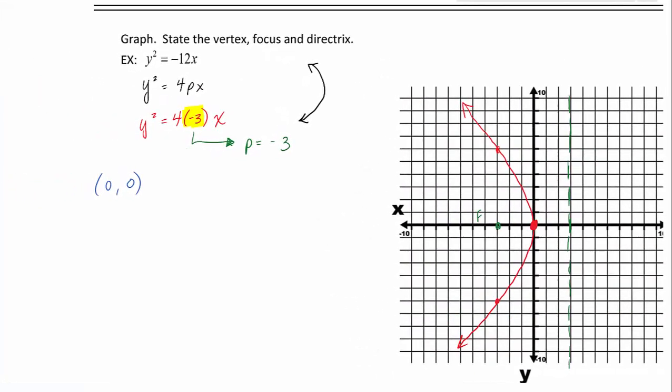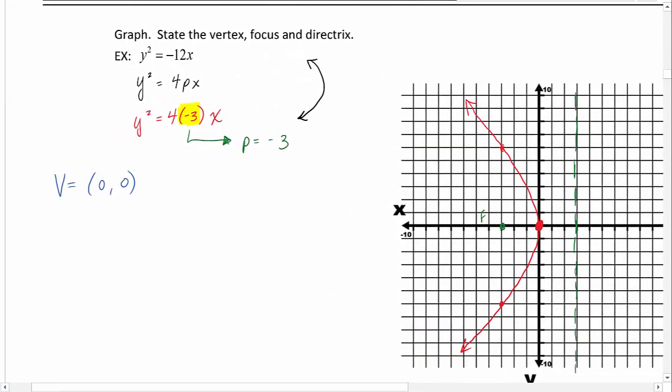Let's finish answering the questions. We've identified the vertex. Now they want the focus. We have that labeled. That's the point negative 3, 0. But now the directrix is a line, so we need to make sure we're writing it as the equation of a line. It's a vertical line. So our directrix is x equals 3.